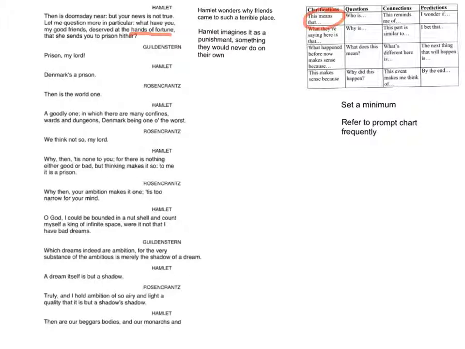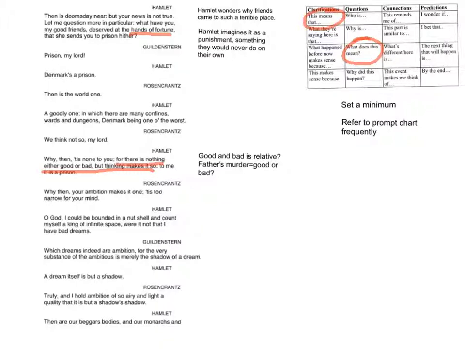So here we're going to pause and ask a question, and I'm going to focus on the "what does it mean" question. Hamlet says, "for there is nothing either good or bad, but thinking makes it so." And I'm going to stop for a second because I don't understand yet why Hamlet believes that there is nothing either good or bad, but that it's only your thinking that makes things one way or the other.